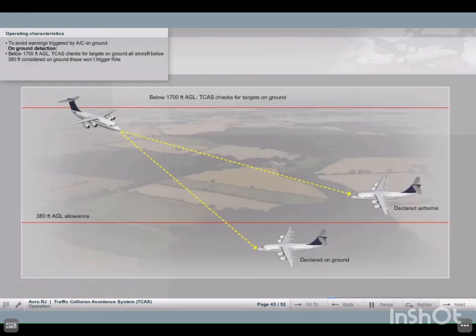To avoid undesired warnings triggered by aircraft on ground, Tcas checks for those targets when passing 1,700 feet radio altitude. Thereafter, all aircraft which are detected below 380 feet radio altitude are considered to be on ground and therefore cannot trigger RAs. Moreover, Mode S transponders send an on-ground signal. These targets will be disregarded.